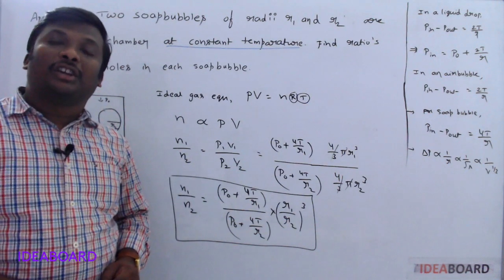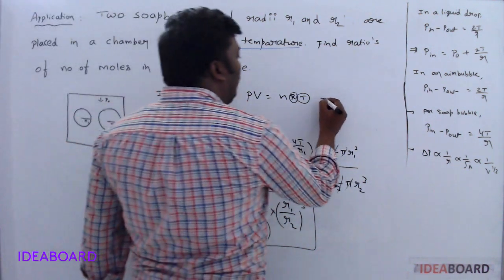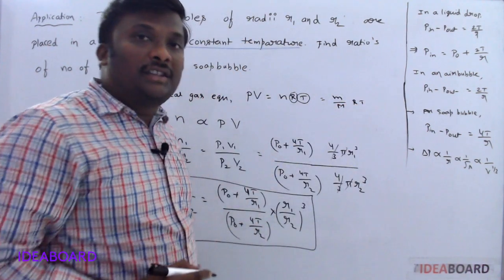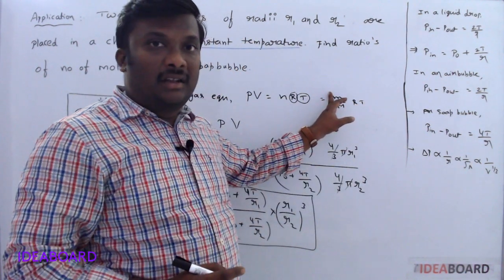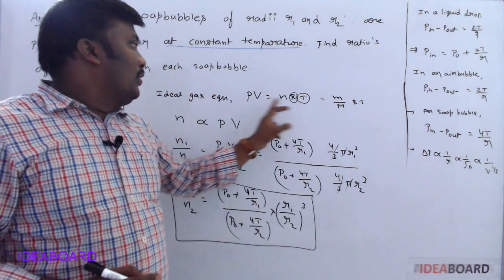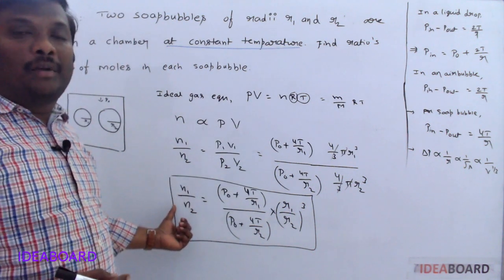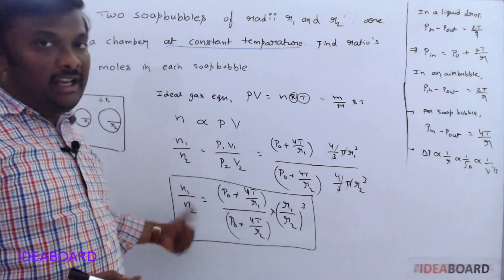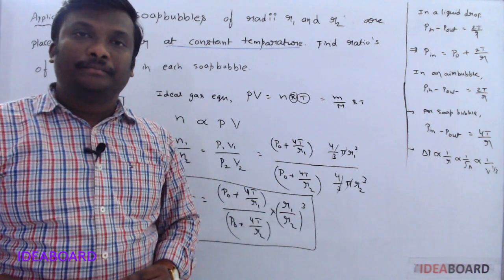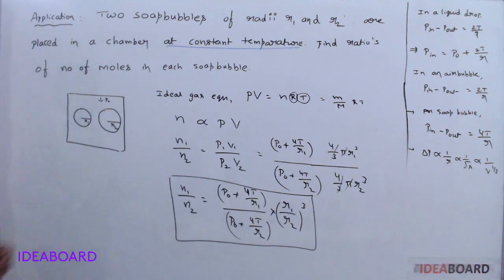If they ask about the ratio of masses, then instead of n we have another formula: small m by capital M into RT. If they ask the ratios of the mass of the gases, then m is also directly proportional to PV. The formula is the same, but instead of number of moles we have m1 and m2. So m1 by m2 is equal to this formula. Understand? Clear? Copy this one.